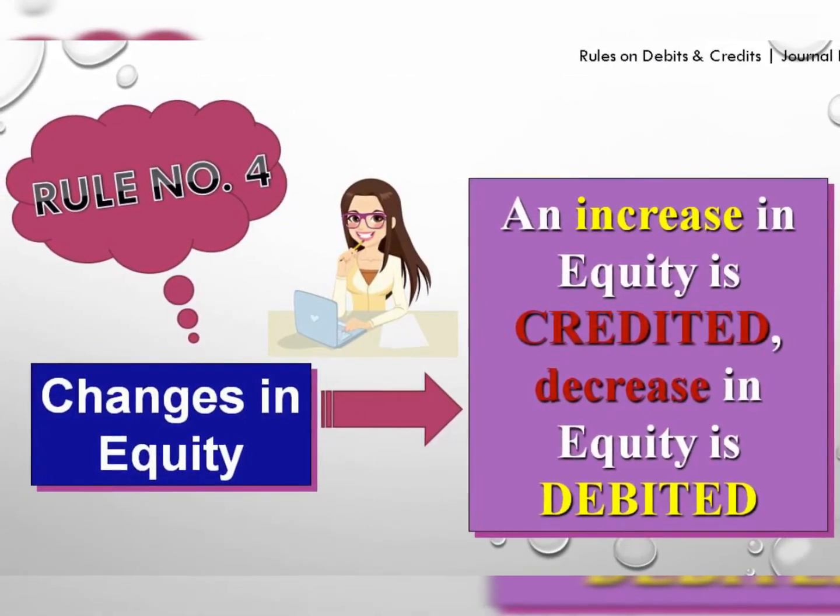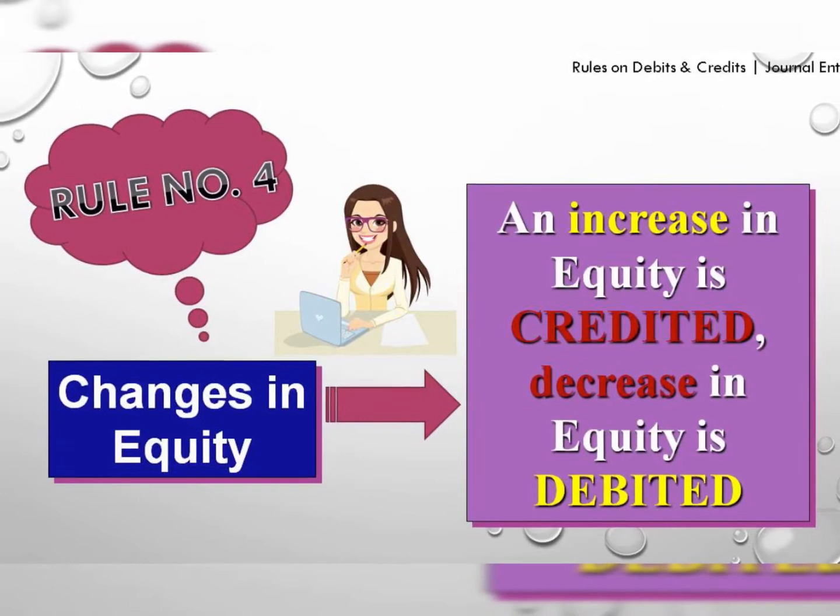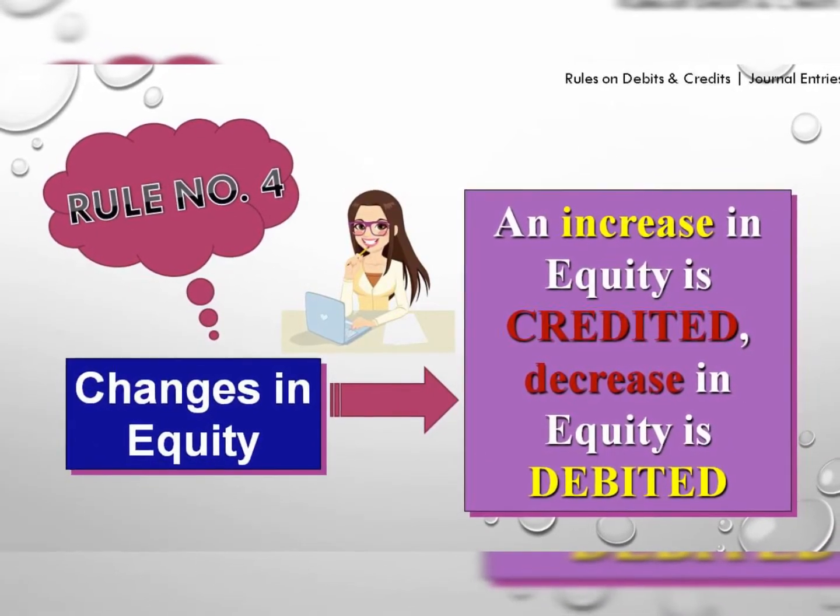Rule number 4. Changes in equity. An increase in equity is credited. Decrease in equity is debited.